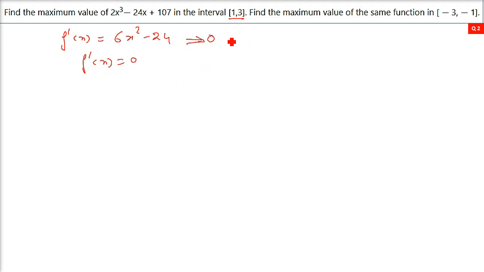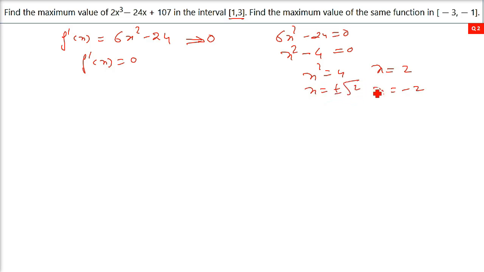6x square minus 24 equals 0. We have 6x square equals 24. 6 4s are 24. X square is equal to 4. And x will be equal to plus minus under root 4. So it will give you x as plus 2 and x as negative 2.